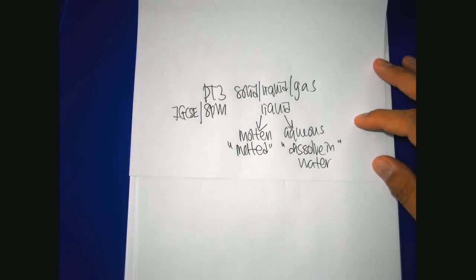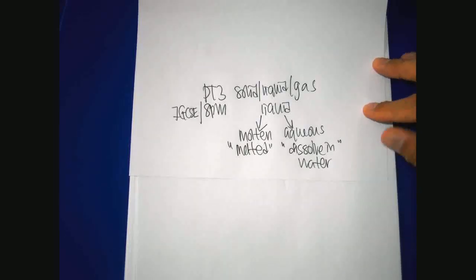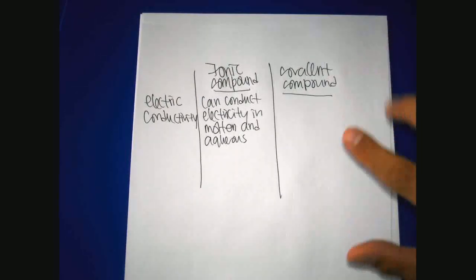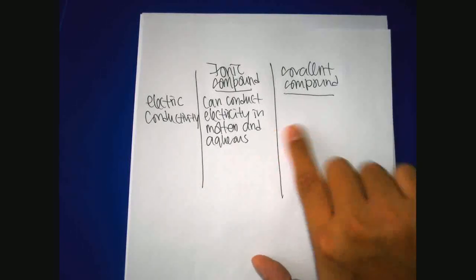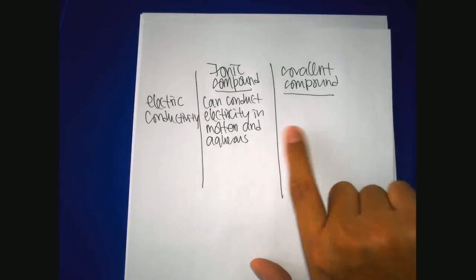Alright, so do remember, molten and aqueous, both of them are liquids. They only differ in how you prepare or make the liquids. That is the big difference. Okay, so now we will go on to the next one. We will try to come back to here. We finish the comparison first, then only we come to the explanation.